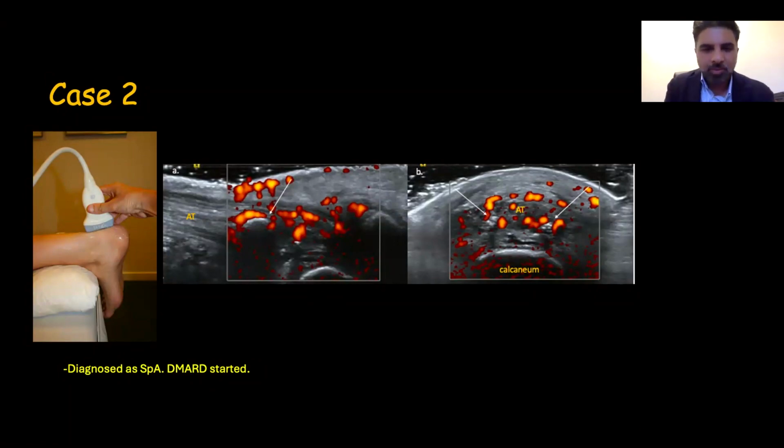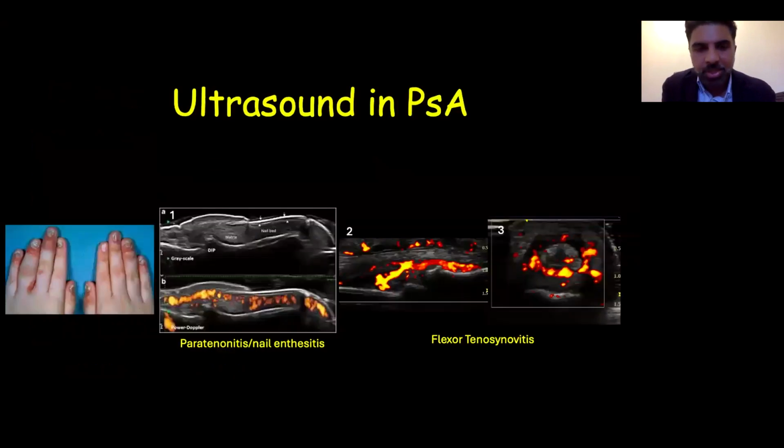So following all these ultrasounds and the clinical history and examination, we diagnosed this lady as having a form of psoriatic arthritis. She was given some steroids, and DMARDs were started as well. So again, it indicates to you that these are young patients. We can treat them early, we can get them back to work, etc., if we can really improve their diagnosis and early treatment.